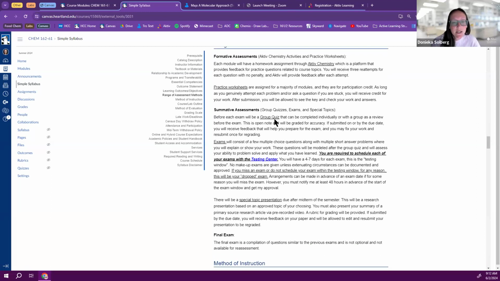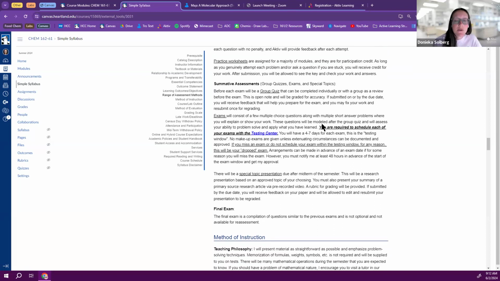And then here are some of those assessments. Your group quiz will be graded. You can do it individually or with a group. Either way is completely fine with me, and you only have to turn in one. I'll grade it and give it back to you so you can use it to study for the exam. You do have to schedule your exams in the testing center. There will be a specific video about tests if you click on that module later.